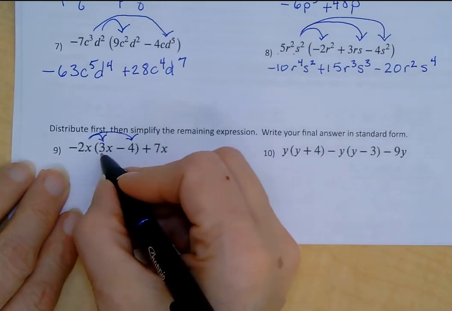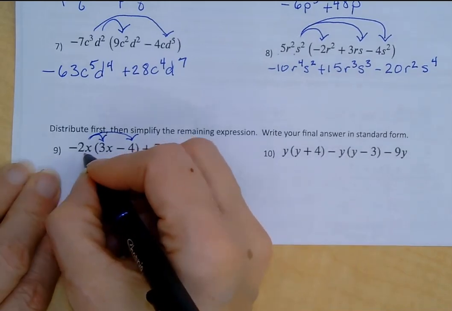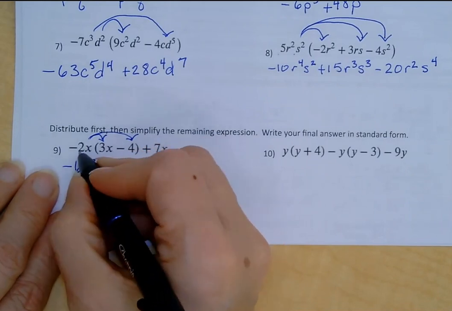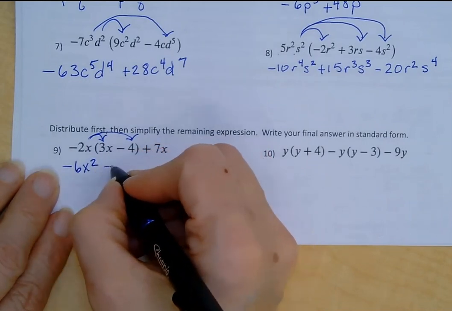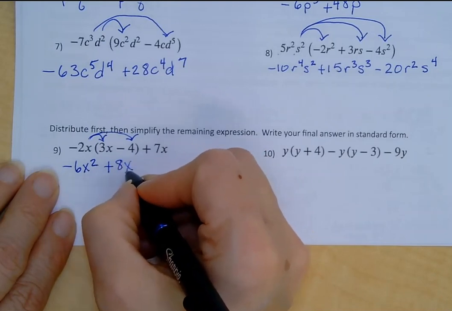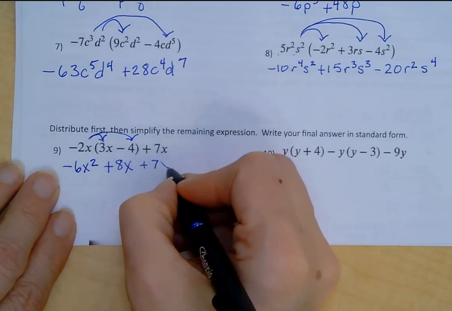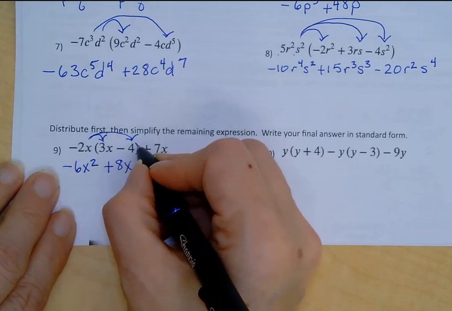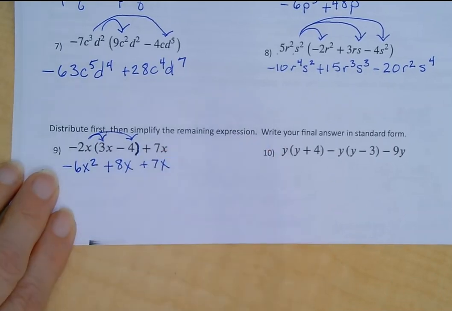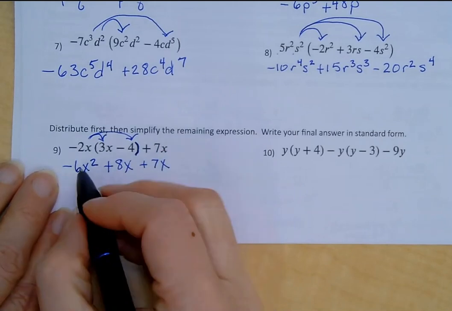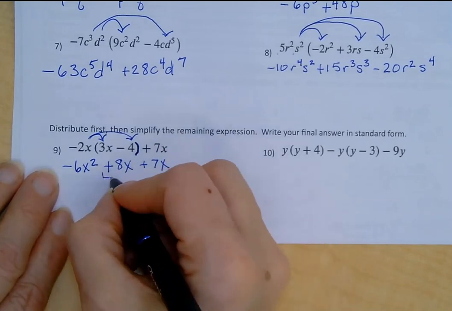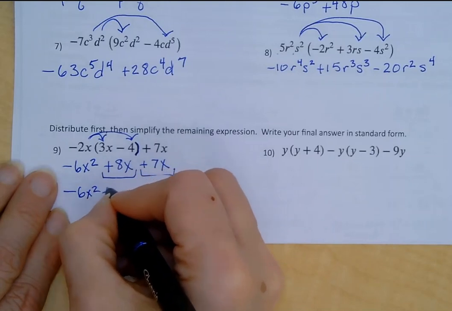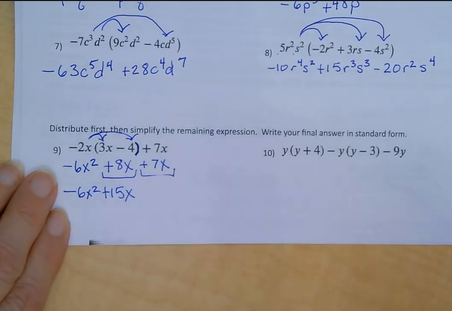I'm going to distribute negative 2x times 3x. So negative 2 times 3 is negative 6, and x times x is x squared. Negative 2x times negative 4 is positive 8x. And then I didn't do anything with 7x anymore. So I don't keep distributing this negative 2 once I hit the parentheses. All right, now I need to see if I can combine like terms, and I can. So I have negative 6x squared plus 15x.